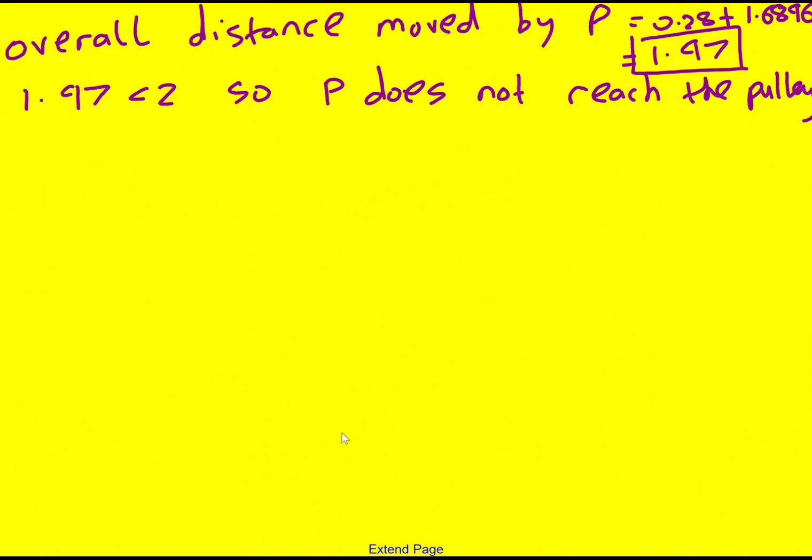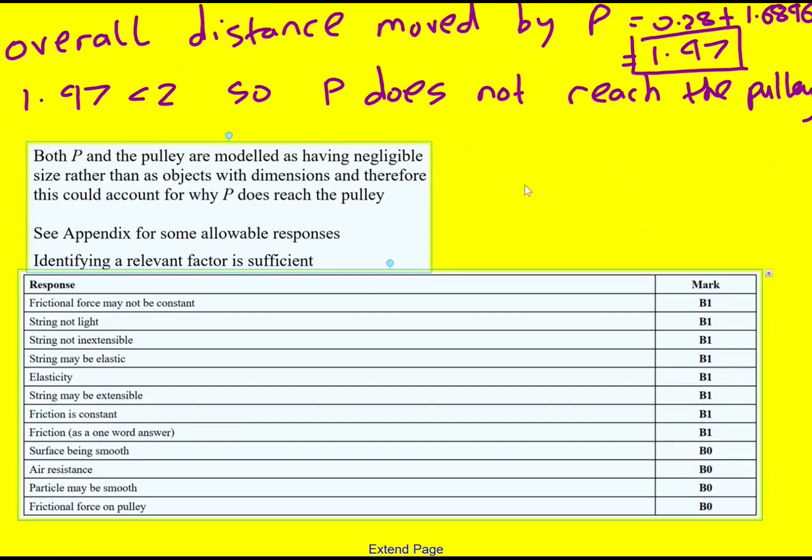I'm just going to show you the other options you could have gone with. So this is what the answers go with. They say both P and the pulley are modeled as having negligible size, rather than objects with dimensions, and therefore this could account for why it reaches the pulley. We've gone for that as their main answer.